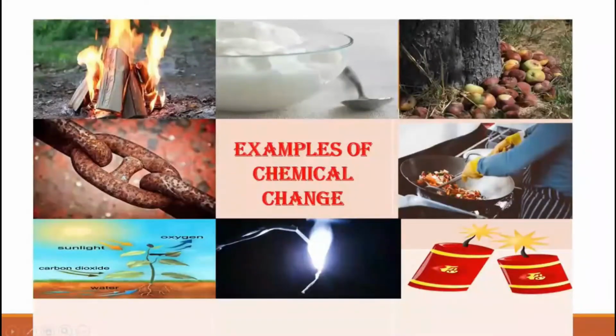Now as you can see here in the picture, some examples of chemical change: burning of wood, curd, spoilage of food, cooking of food, crackers, photosynthesis, burning of magnesium ribbon. Now when food gets spoiled, it produces a foul smell. एक smell release होती है. It shows that a new substance has been formed in the spoilage of the food. That is why a smell is released. So spoilage of food is a chemical change.